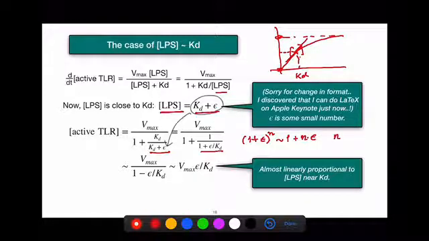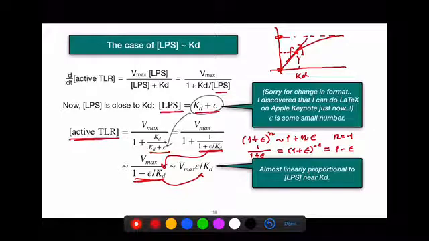Now, if n equals minus 1, such that we have 1 plus epsilon to the power of minus 1, it is approximately 1 minus epsilon. So you can do that approximation here to get exactly that. And we do the same thing that we did here to bring it up. Then you get to see that active TLR will be linearly proportional to the LPS concentration scaled by KD.